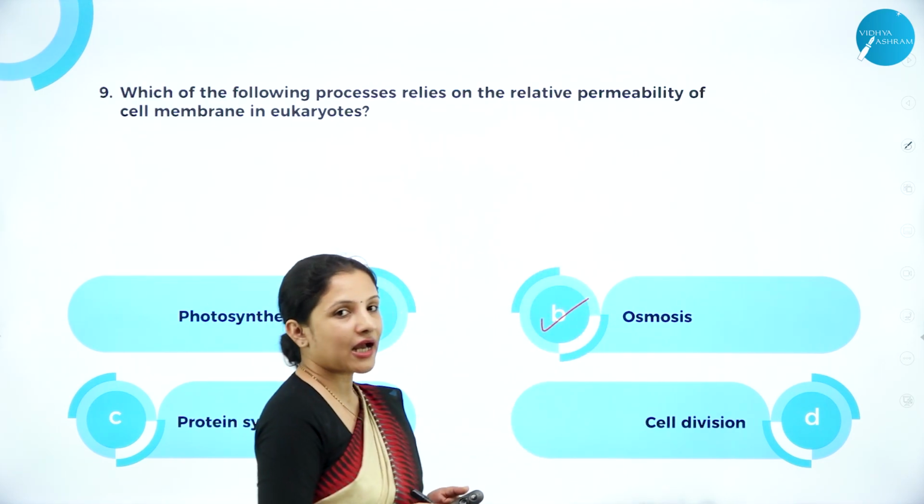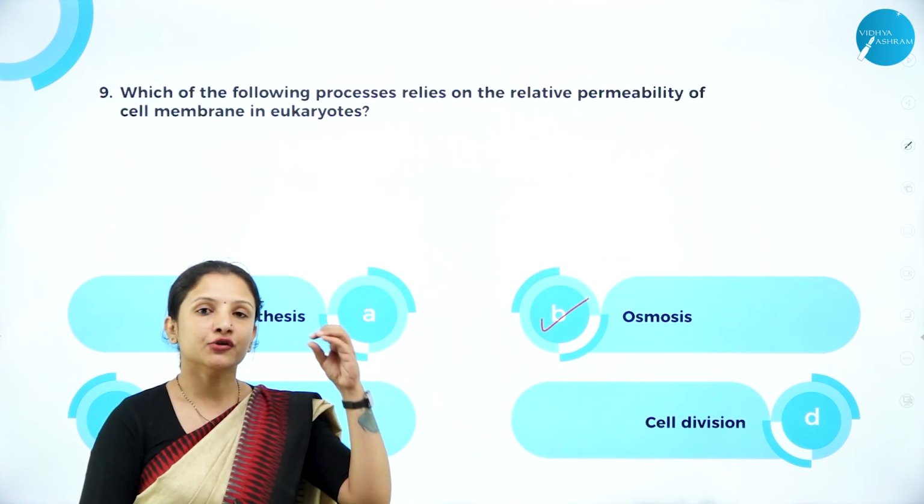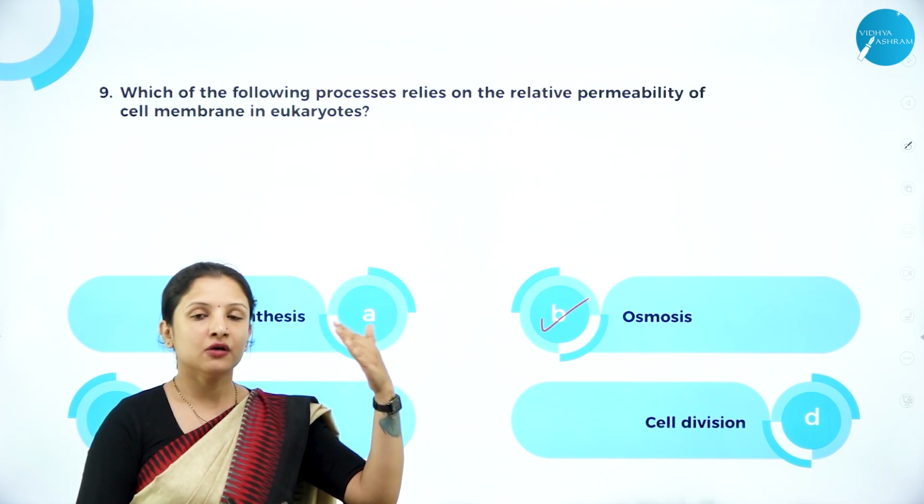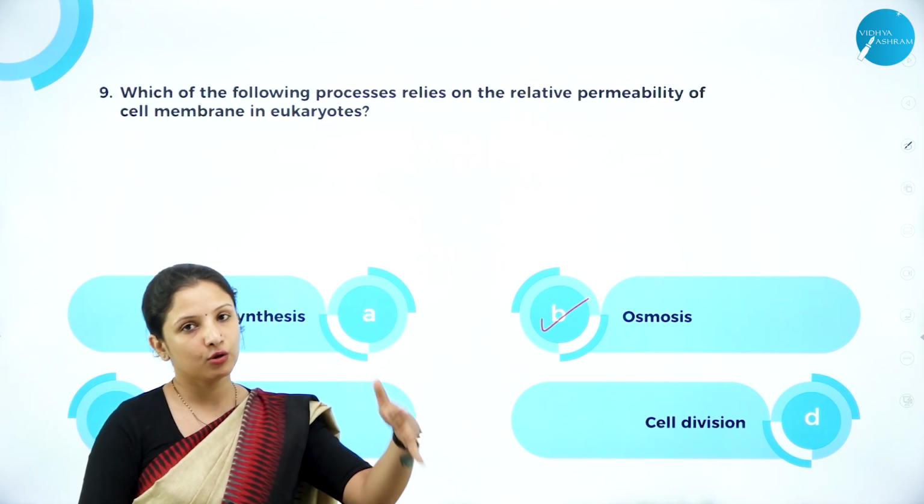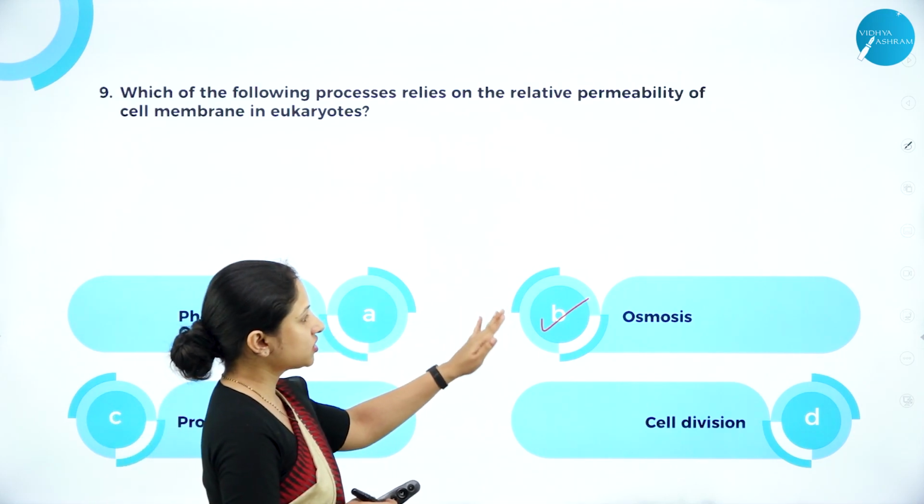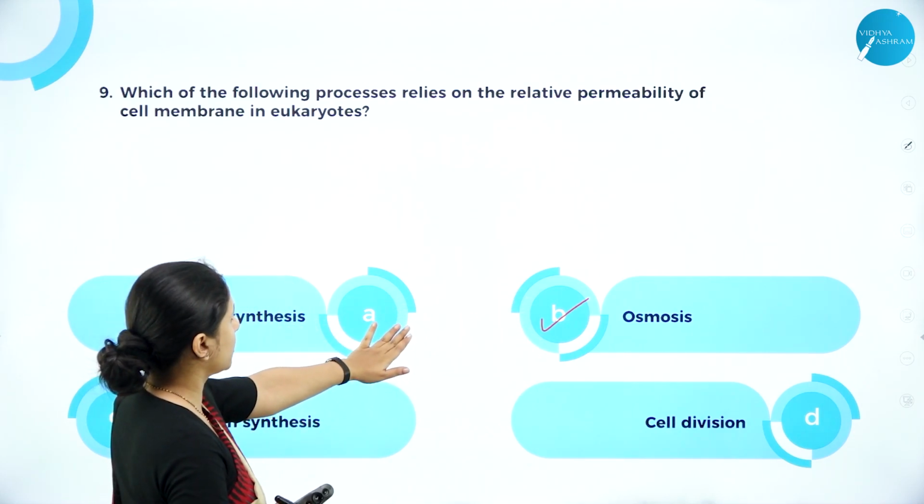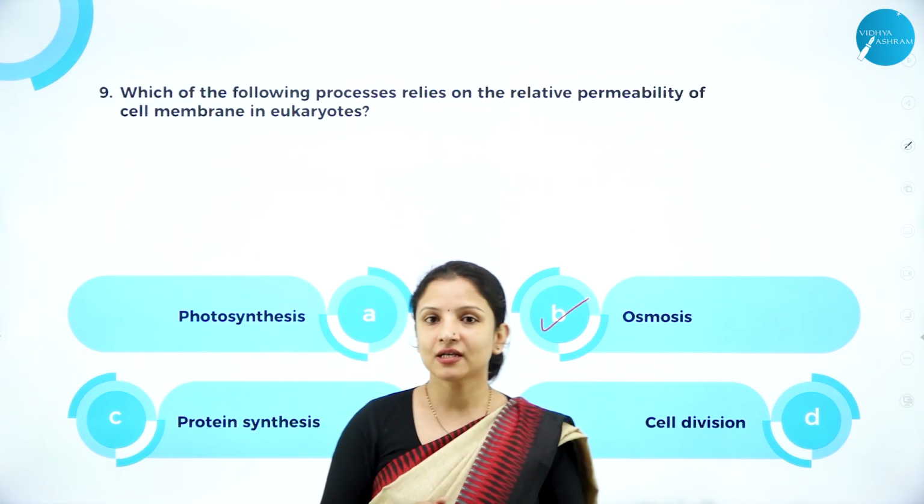So osmosis actually helps the substances to move into and out of the cell from a higher concentration to a lower concentration. So therefore, osmosis is the process that is involved here. So option B is the right answer here.